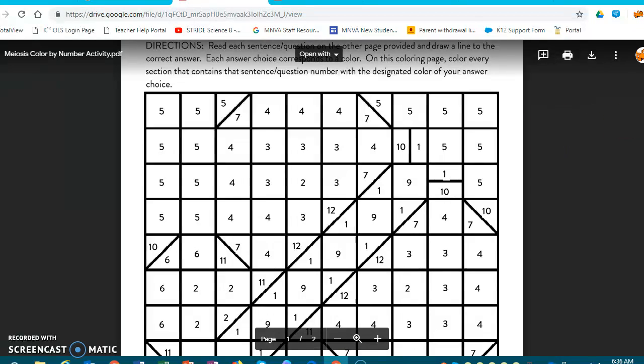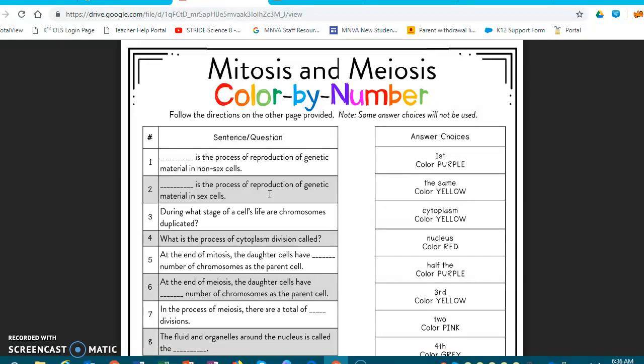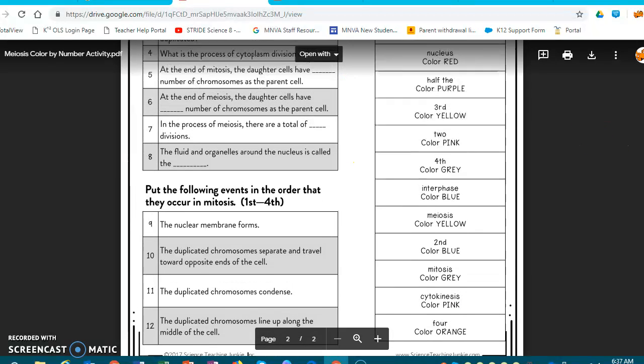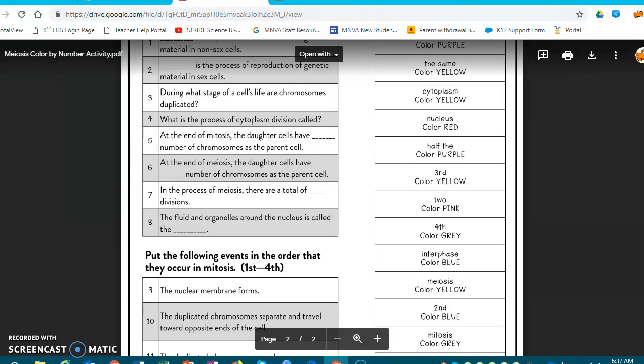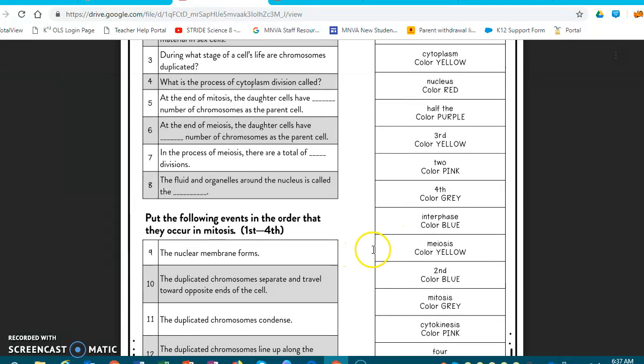Okay? Now remember, once you have all of your questions answered, so like number 2, it says, what is the process of reproduction of genetic material in sex cells? Well, if mitosis is the process of reproduction of genetic material in non-sex cells, then meiosis has to be the process of reproduction in genetic material in sex cells. So, is there meiosis somewhere? Right here. It's this one right here, meiosis.